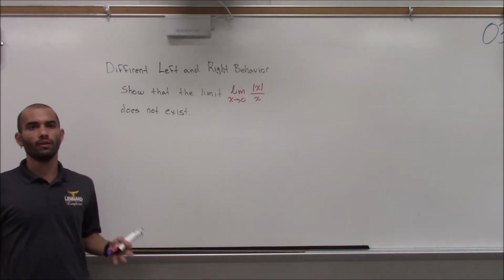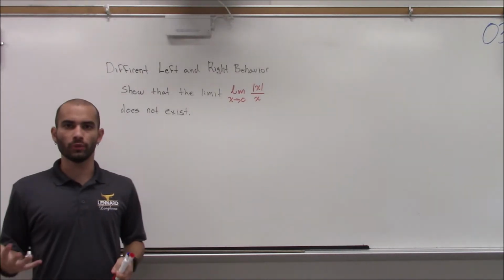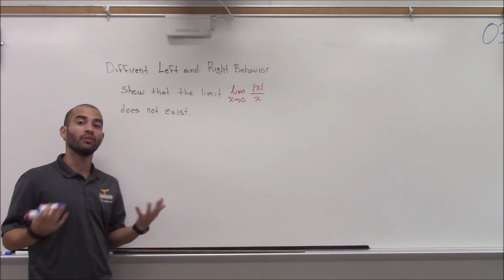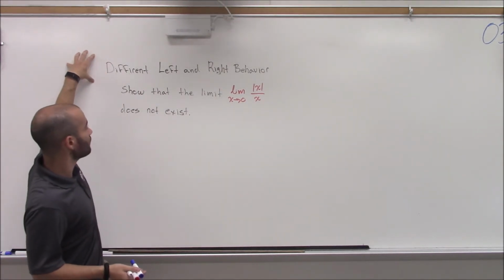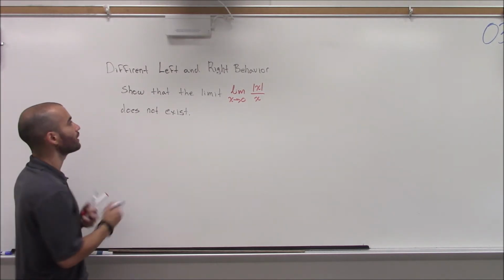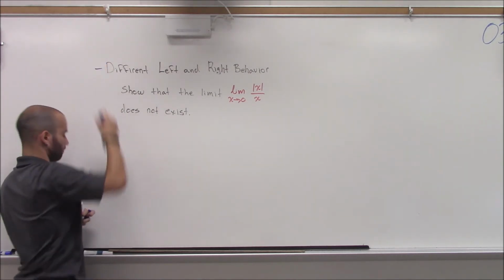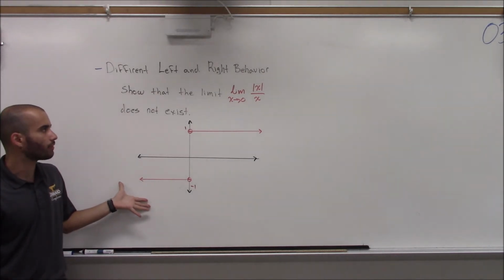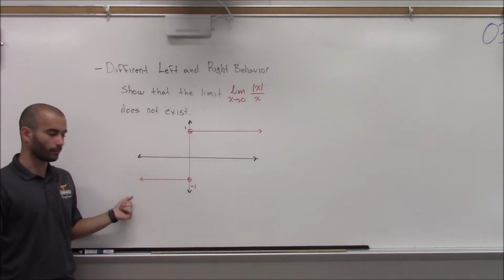So, when will a limit fail to exist? When are we never going to have a limit? There's going to be 3 cases. The first case is if you have different left and right behavior. This is what the graph of the absolute value of x divided by x looks like.